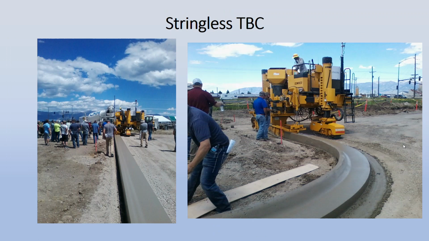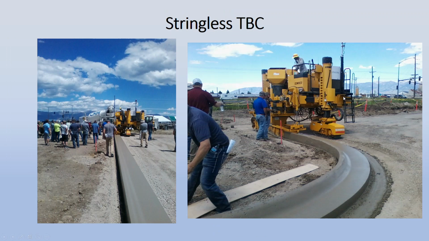Stringless top back of curb is probably, well, it's not too common yet around Montana, but it's going to be because of the labor savings in that. And this was a demonstration in Belgrade back in the summer of 2017 that I went to go see from a company, Treasure State Incorporated. They do a lot of concrete work all over the state. And this is a stringless curb and gutter machine.